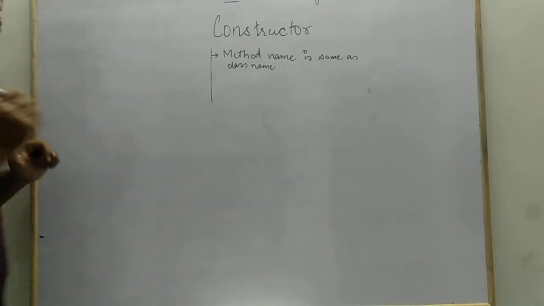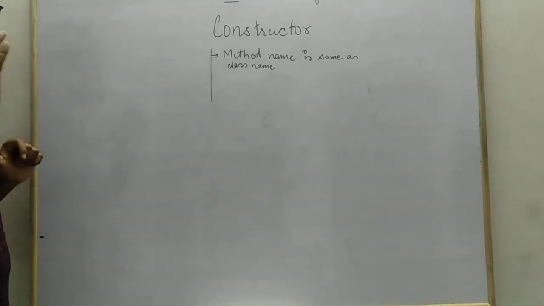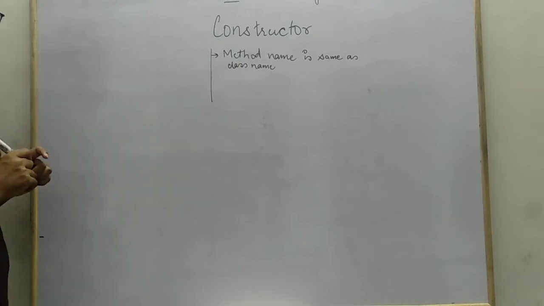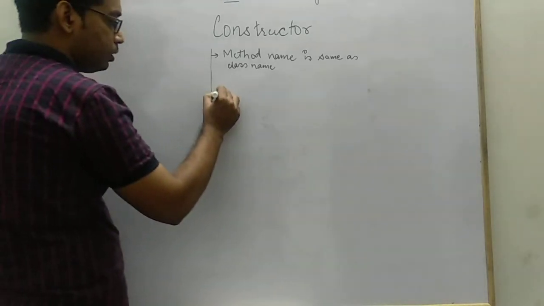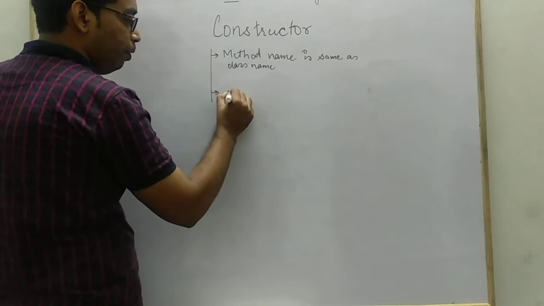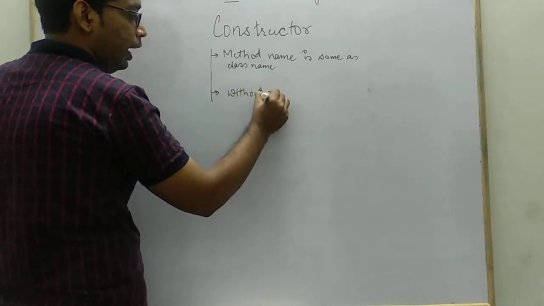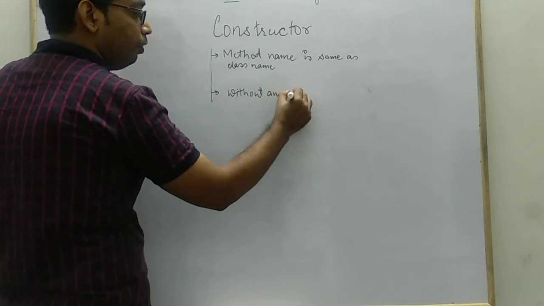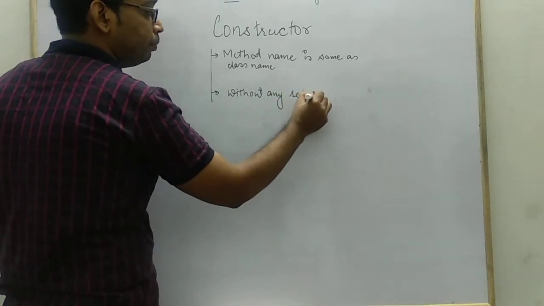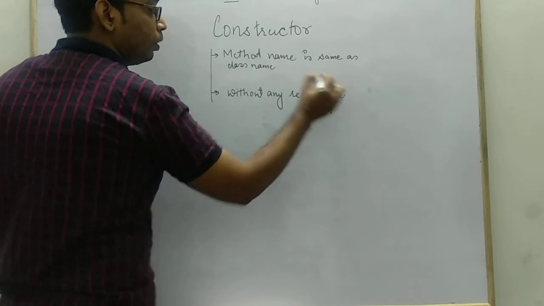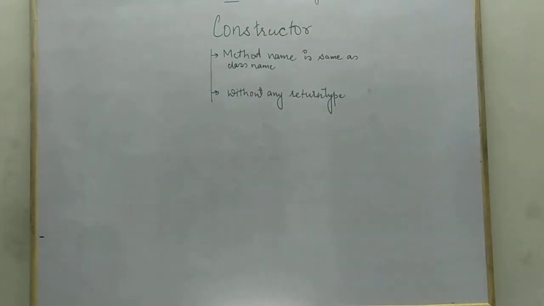So how to declare a method as a constructor? The first point is name same as the class name, and the second one is without any return type. Okay, without any return type.